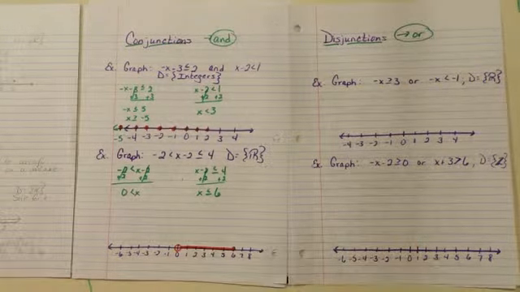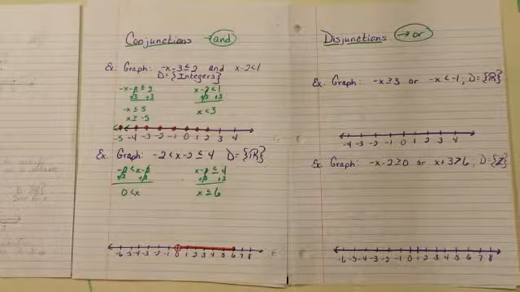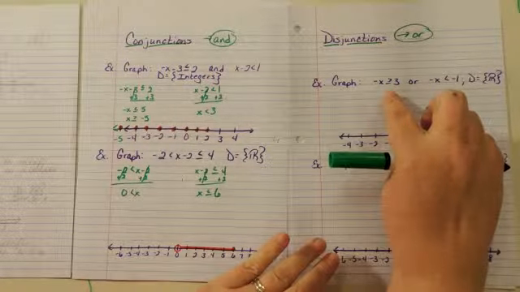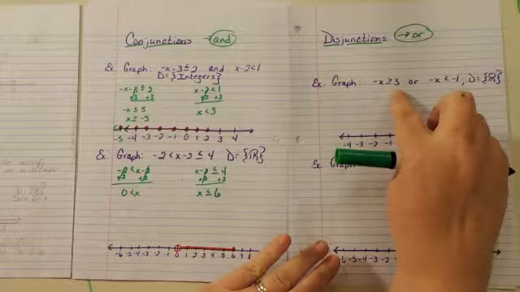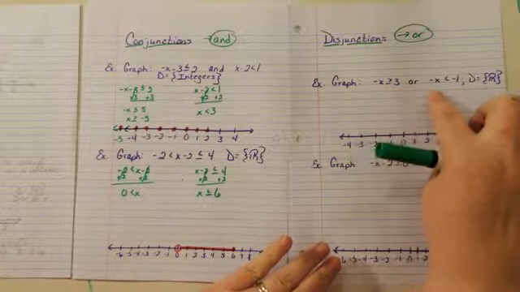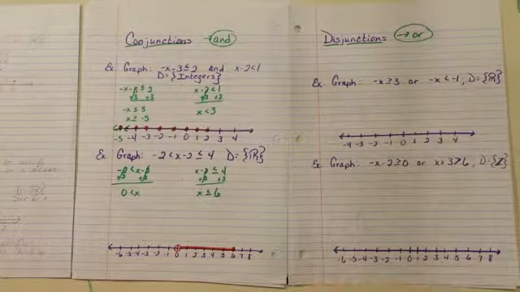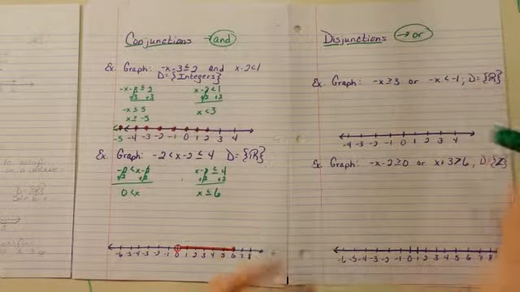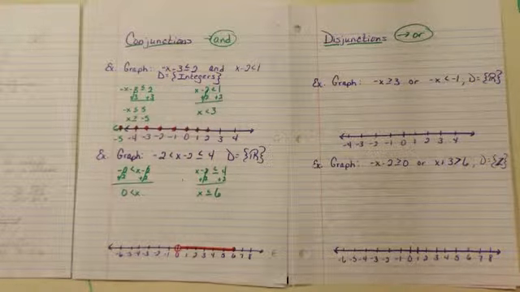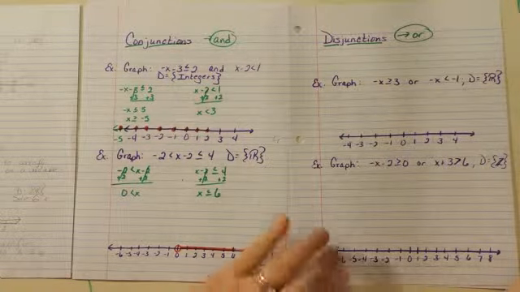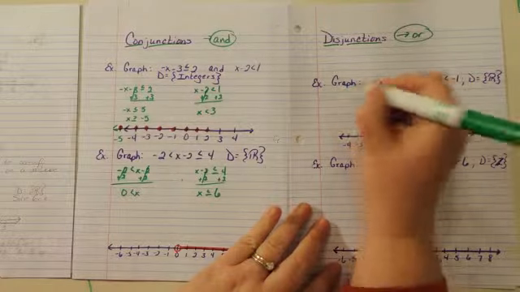So, here's an example. We're going to graph negative x is greater than or equal to 3, or negative x is less than negative 1. The domain is in the real numbers. So, we're going to start the same way. We're going to solve for x in both of these.